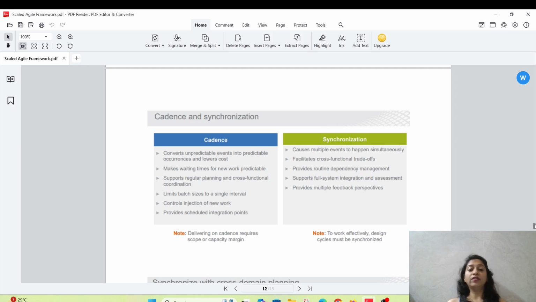On the other hand, synchronization causes multiple events to happen simultaneously, facilitates cross-functional trade-offs, provides routine dependency management, supports full system integration and assessment, and provides multiple feedback perspectives. What is the note in that? To work efficiently, design cycles must be synchronized. These are the two things where we can see the differences, and how we can go ahead with the product.